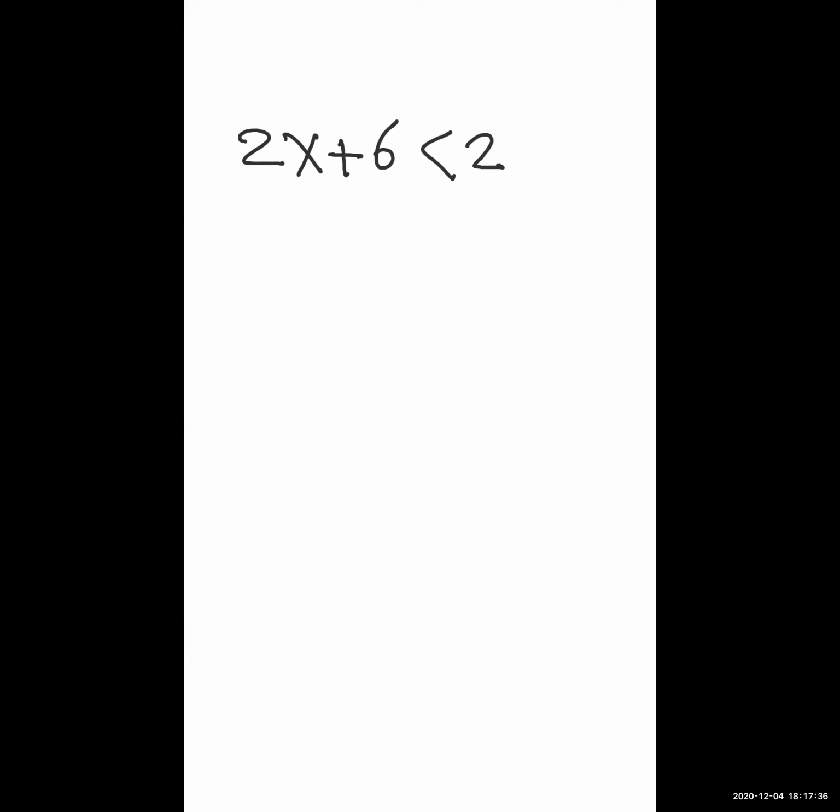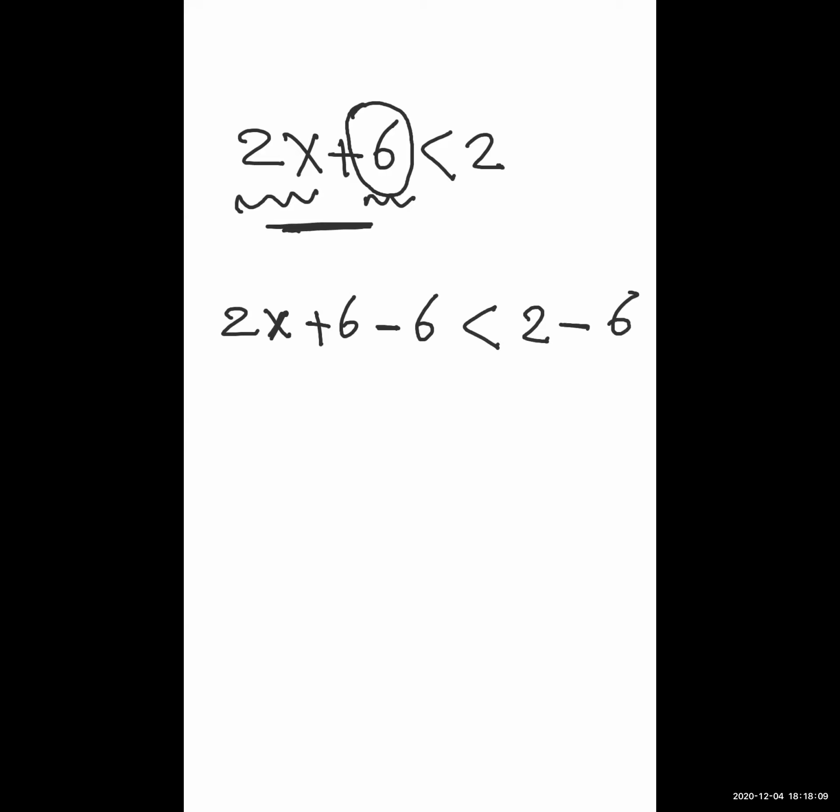In this case, this one is 2x plus 6, so I have to remove this 6 first, right? So I'm going to add negative 6 to the two sides, or I mean, I will subtract 6 from the two sides. So simply, this side will be 2x plus 6 minus 6 less than 2 also minus 6. Okay, are we clear till now? Yeah, clear.